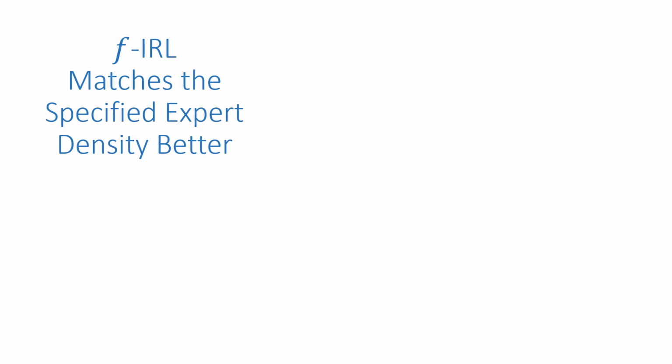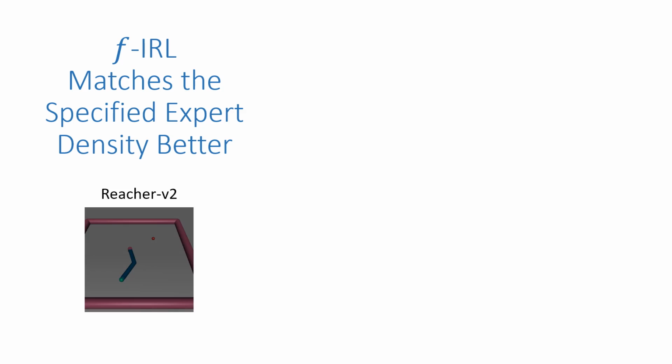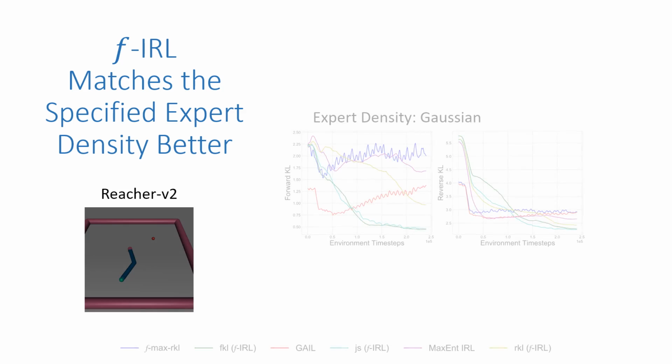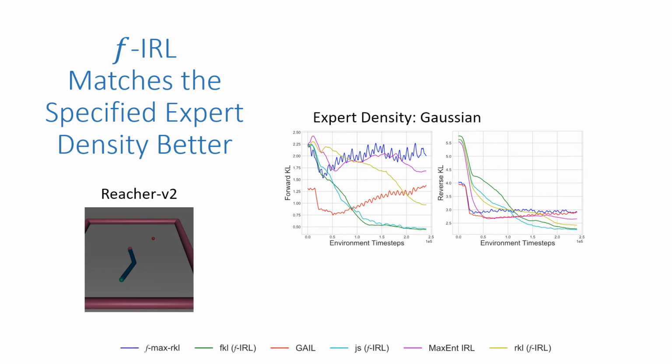In the first experiment, we investigate whether f-IRL can successfully match a specified expert density. The task is to move the fingertip of the virtual robot. We consider the expert density to be a Gaussian distribution centered at the goal region. We expect that if f-IRL matches the expert density better, it should have lower KL divergence in state marginal compared with prior methods.